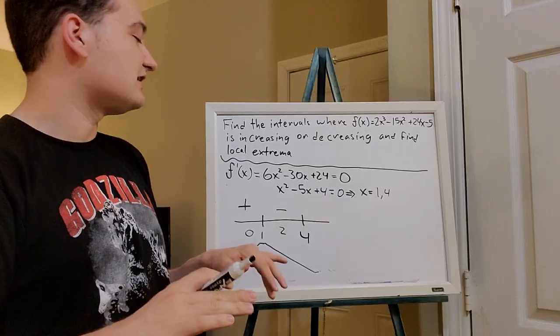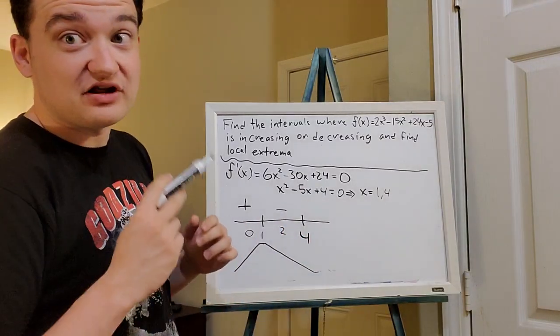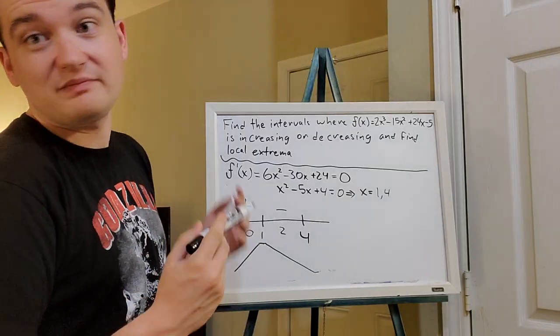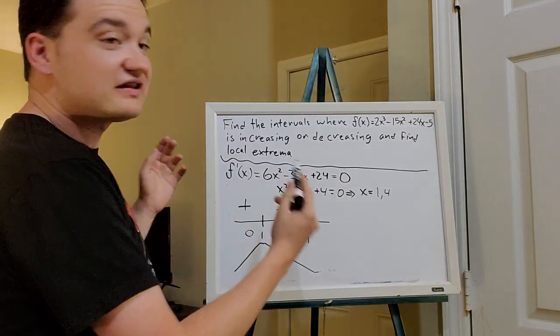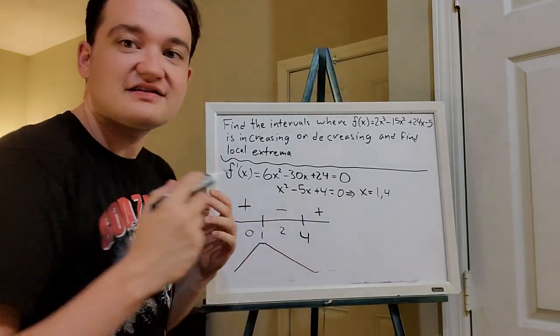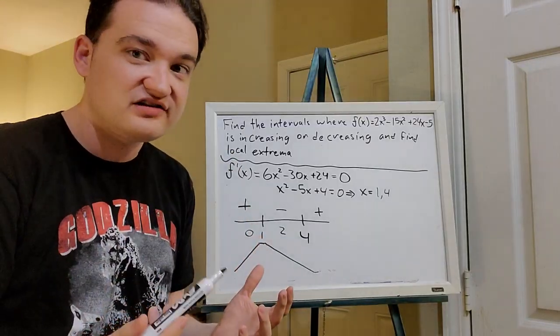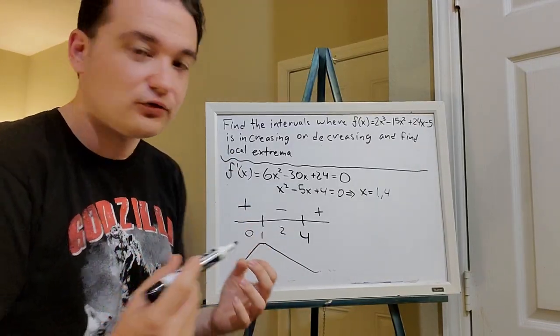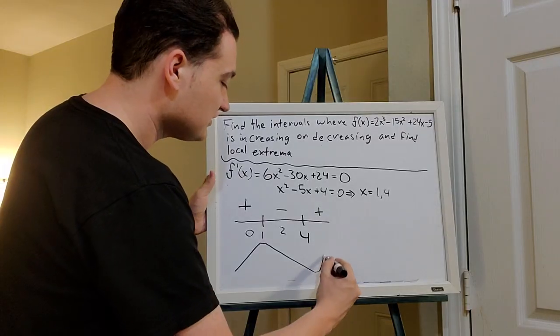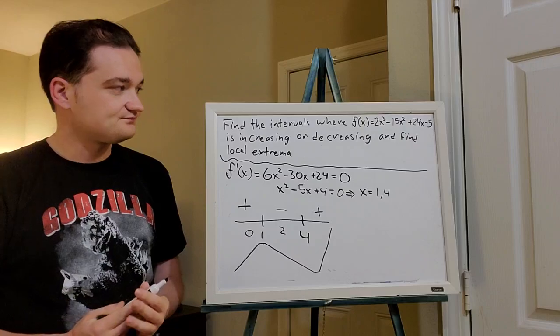And then finally, from 4 to infinity, we're going to plug in any number we want, could be 1,000,000, and we're going to see this is positive. Our function is increasing. Again, the derivative is bigger than 0 whenever x is bigger than 4. So our function is going up. Our y values are increasing.